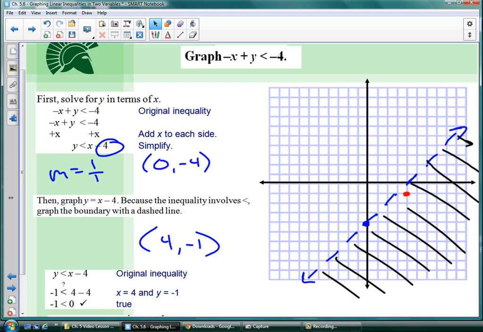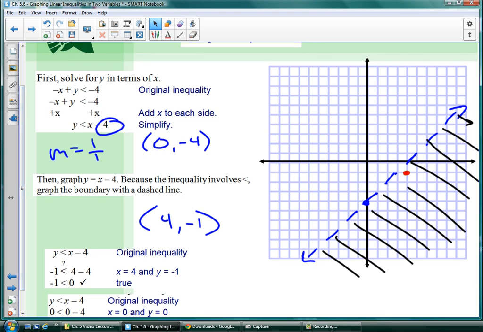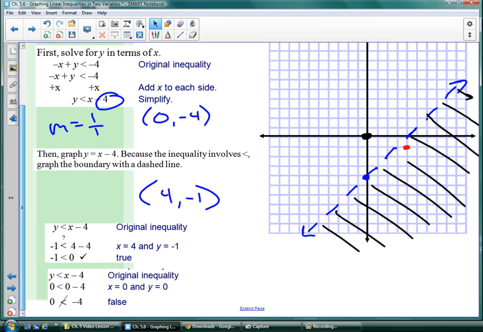Just to prove to you that it doesn't matter what side I choose, I still can figure out the right answer, I'm going to choose 0, 0. Why? Because that's an easy point to pick, and I can figure that one out also. Well, 0, 0 is here. I plug 0 in for x and 0 in for y, and what I find is that this statement is false. 0 is not less than -4.